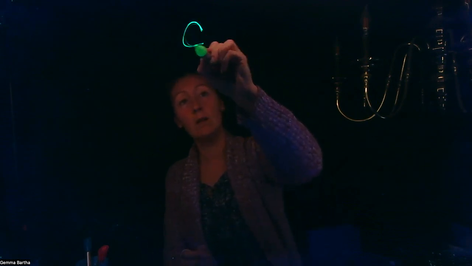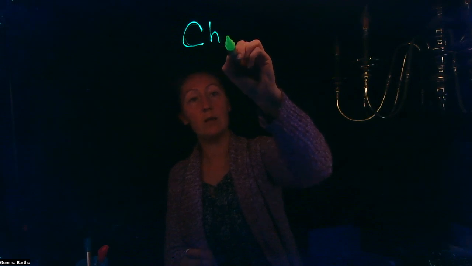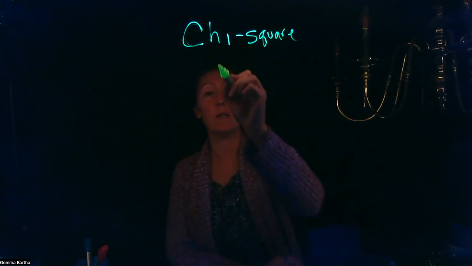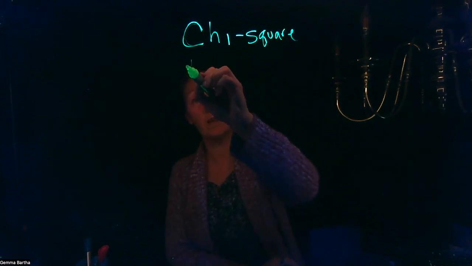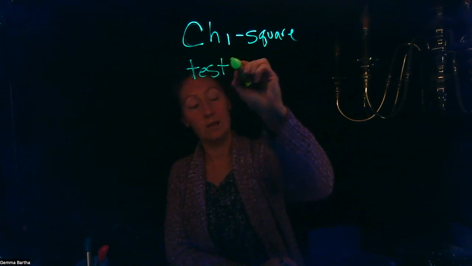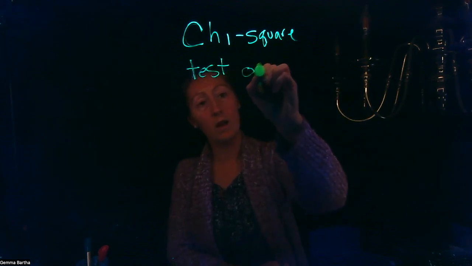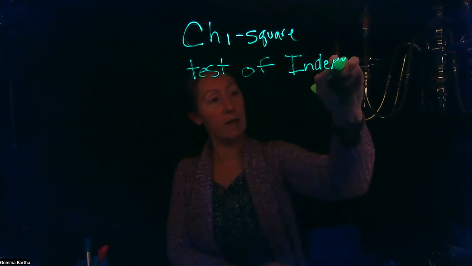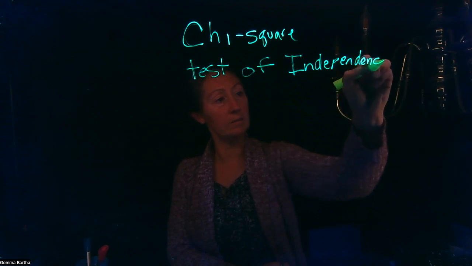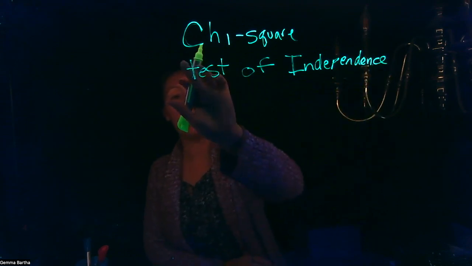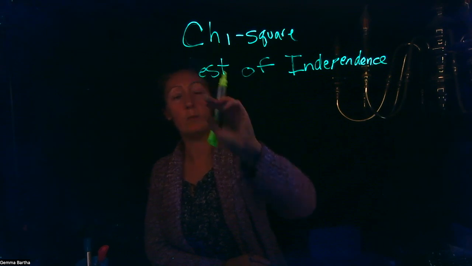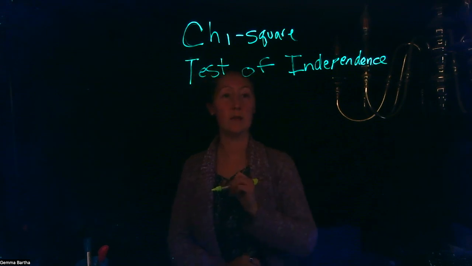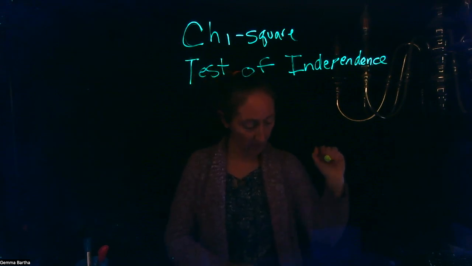There are 2 different types of chi-square tests that we are going to talk about. The first one is going to be the chi-square test of independence. The one that we're going to be talking about after this in part 2 will be the goodness of fit test. Test of independence. All right.